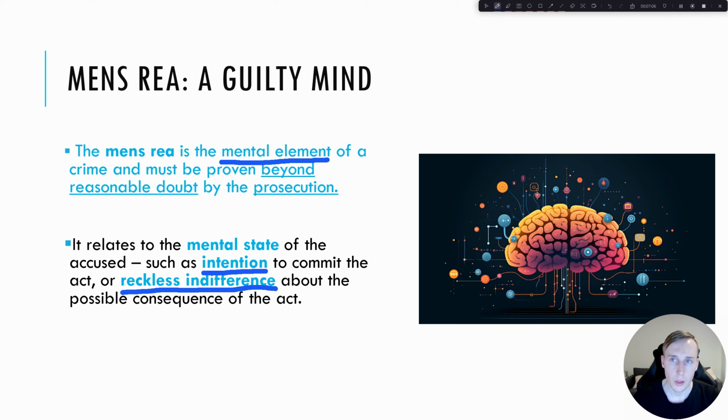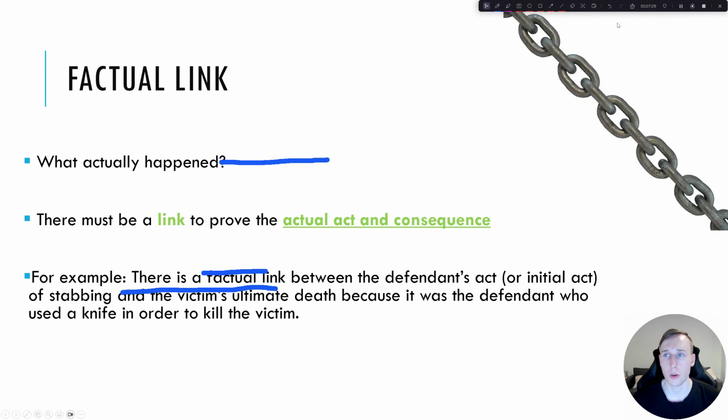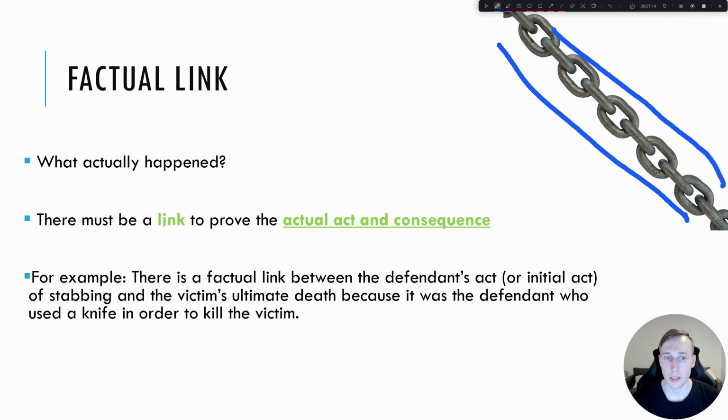So when we are proving if a crime has occurred, we always want to treat it like a chain. We want to make sure that there is a clear connection between the act and the consequence. If we're charging someone with a crime, we want to make sure that someone's action of stabbing was the reason for their death. If we can't prove a link between someone's action and someone's consequence, we can't charge them with a crime. So we want to prove that this is how this person died. It was from the person's actions, or the person's actus reus.